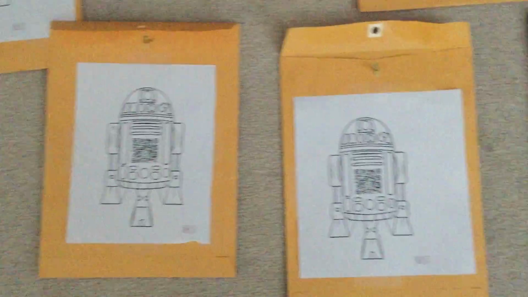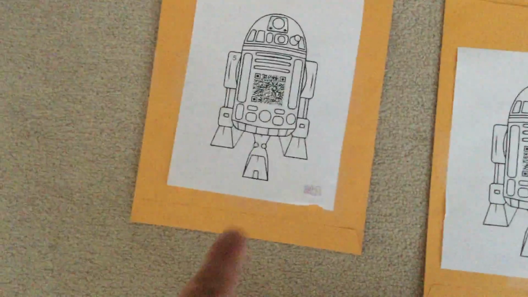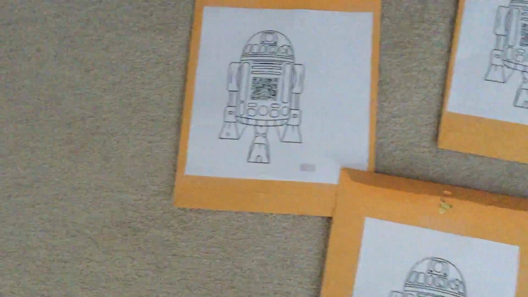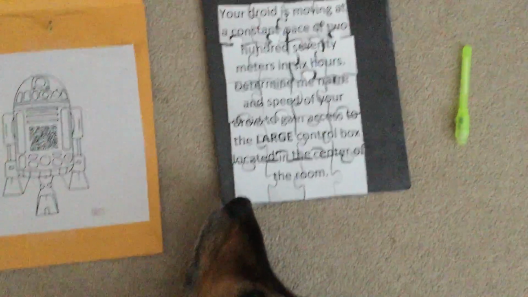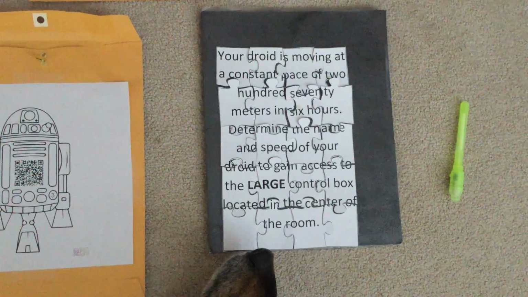There's a little number hidden inside each one, which is its call name. This one is 3. This one is 5. And so on and so forth. Inside the envelope, you will find these jigsaw puzzles, which contain a speed question. Put the jigsaw puzzle together.